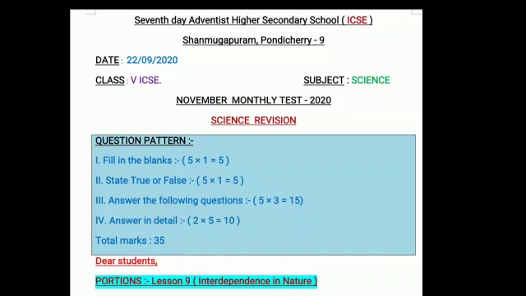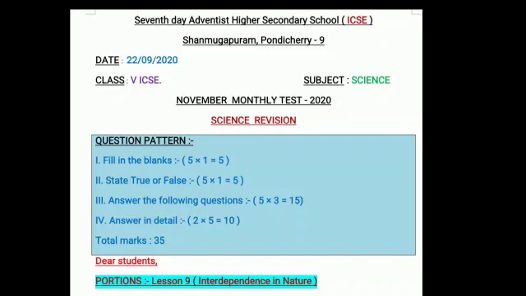And students, as you all know, the portion for science monthly test is lesson 9, interdependence in nature. You have got only one lesson for your monthly test. So I want you all to prepare well and score good marks in your exam. So now let's start our revision. First we'll revise the objective questions from your book. Then we'll move on to the question answers.